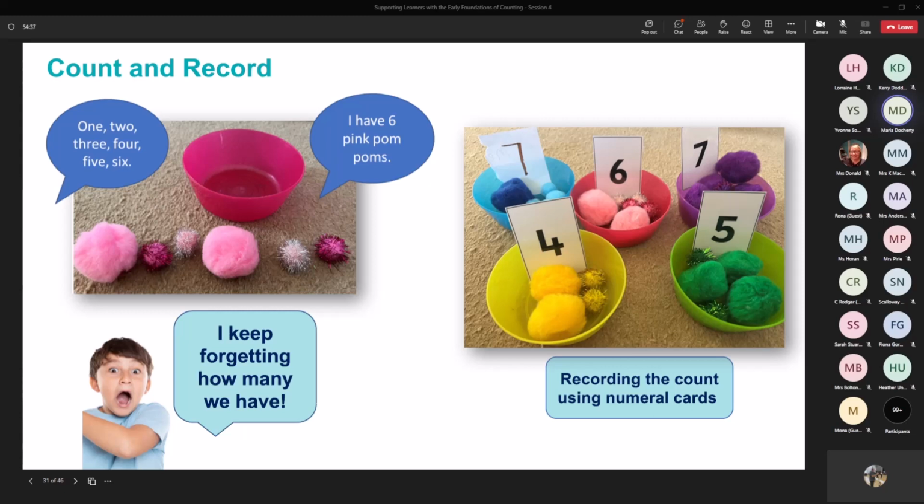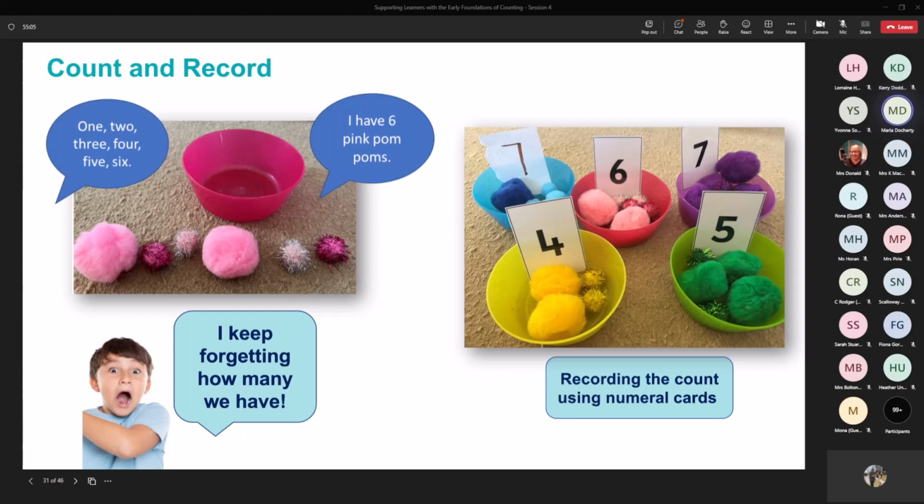They might also demonstrate the understanding of one-to-one correspondence as they place one pom-pom or one item into the tub, and they do that counting 1, 2, 3 as they're placing and as they're sorting. They might also demonstrate cardinality as they can maybe say they've counted 1, 2, 3, 4, 5, 6, and they can say I've counted 6 pink pom-poms. So there's lots of learning in that.